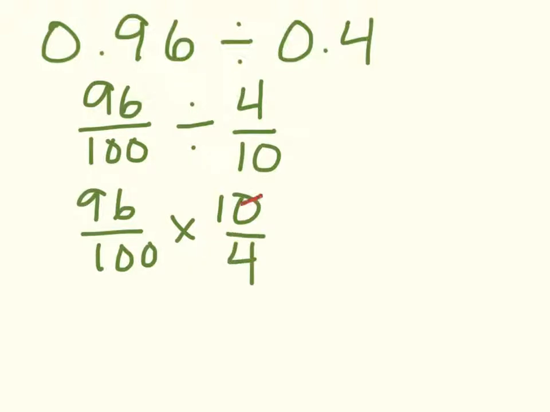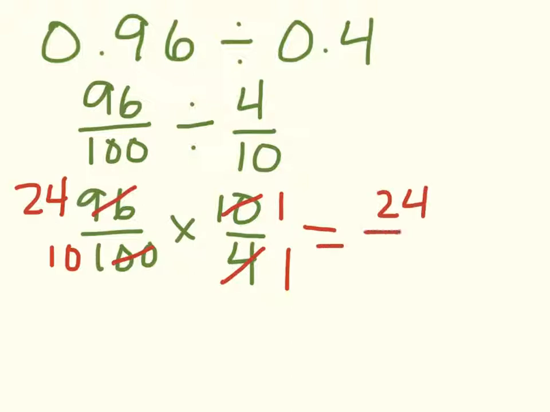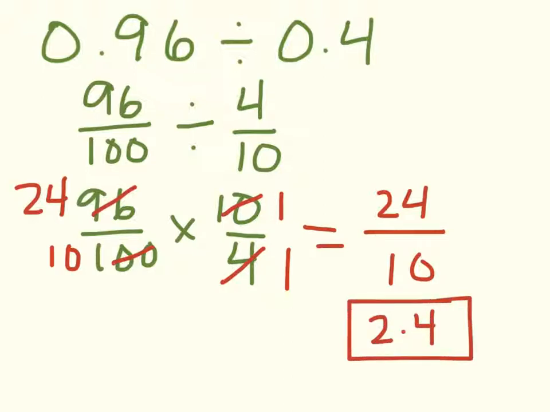We cross-reduce, making this 1 and this 10. Will 4 go into 96 evenly? It certainly does. It goes in 24 times. So now we multiply across. 24 times 1 gives us 24 for our numerator. 10 times 1 gives us 10 for our denominator. Now we divide 24 by 10, giving us an answer of 2 and 4 tenths. That's method 1. Now let's try method 2.